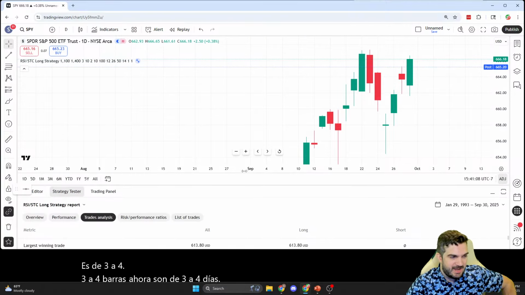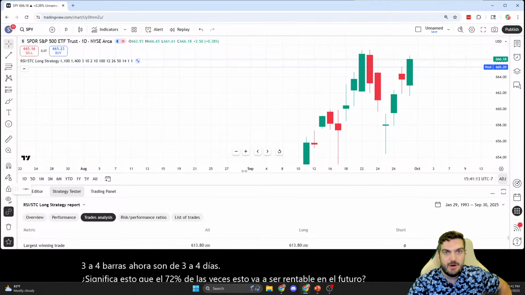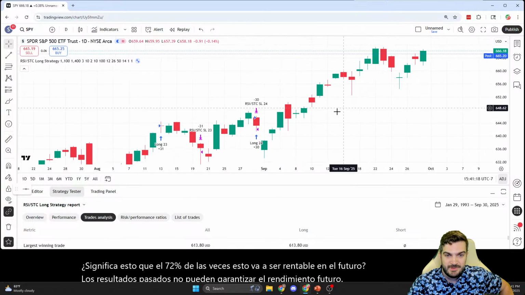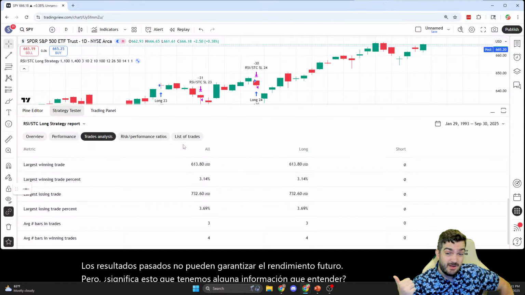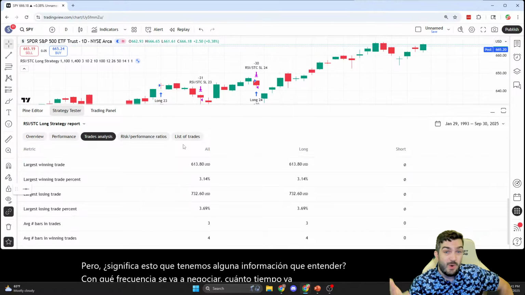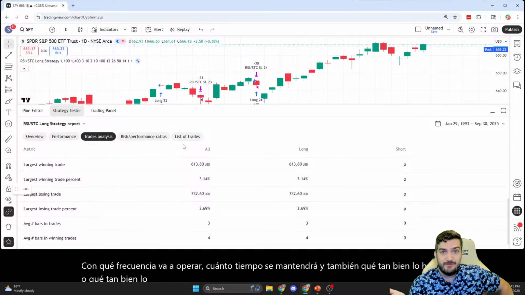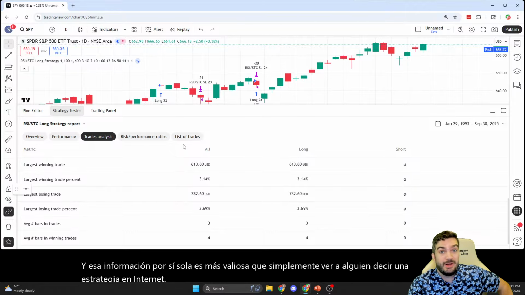Does this mean that 72% of the time this is going to be profitable in the future? Unfortunately, no. Past results can't guarantee future performance. But does this mean that we have some information to understand how often this thing's going to trade, how long it's going to hold, and also how well it would do, or how well it has done? 100%. And that information alone is more valuable than just seeing someone say a strategy on the internet and hoping that it works for whatever stock you're doing or for whatever strategy you're doing.